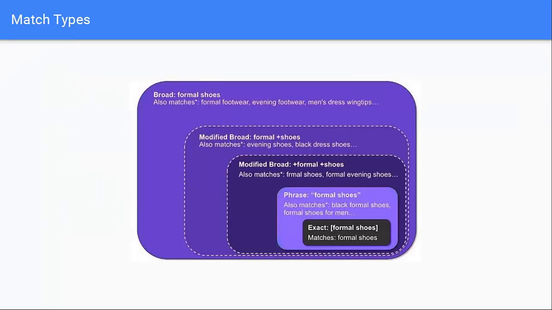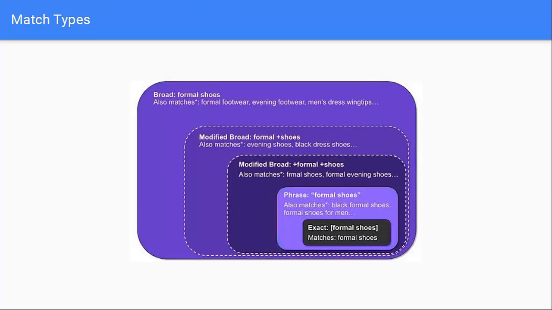The order of keywords was important in phrase match, but not in broad match modifier. So I have a small figure here which shows the relation. The one which is the smallest is the exact match, which only triggers for the exact type of searches. There is another, phrase match, which is slightly bigger. It will trigger for black formal shoes for men, and so on.